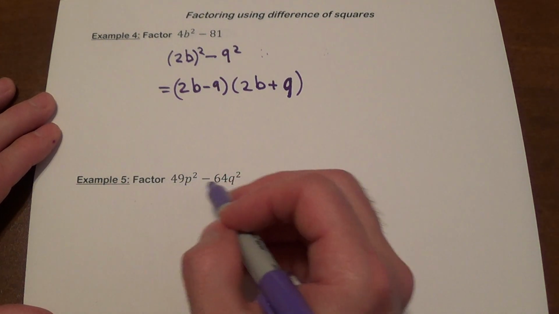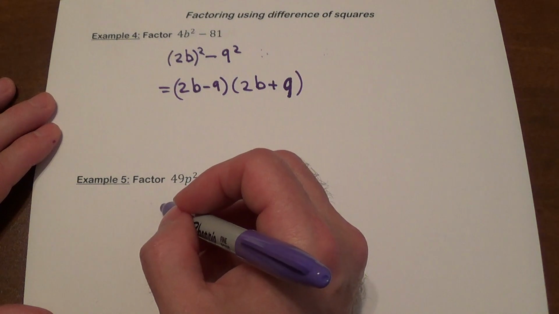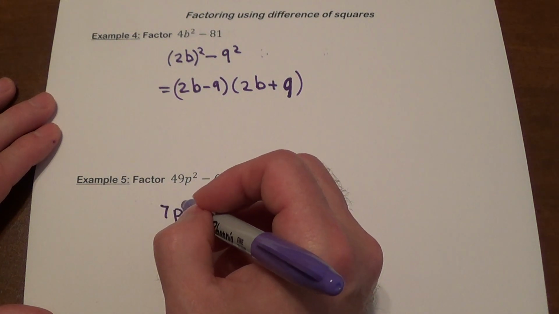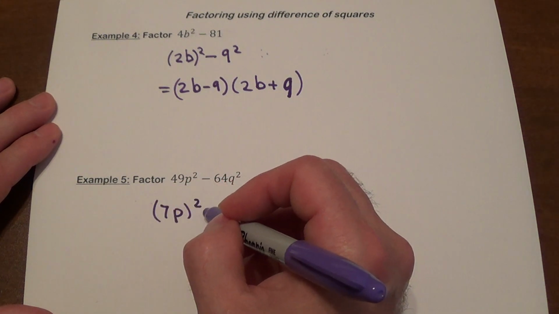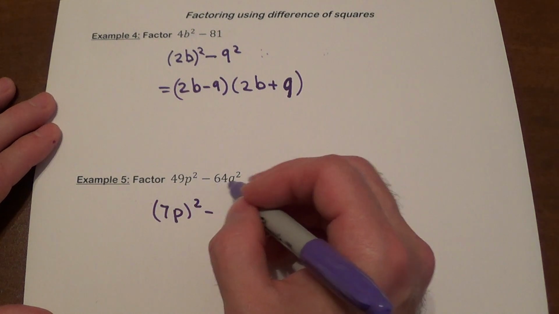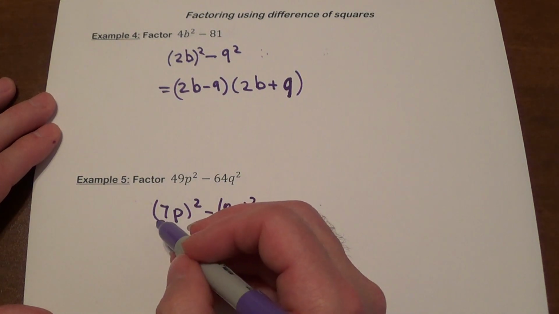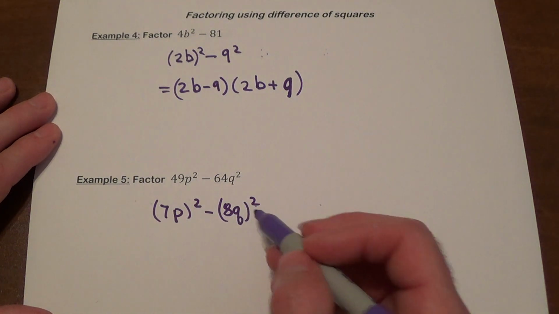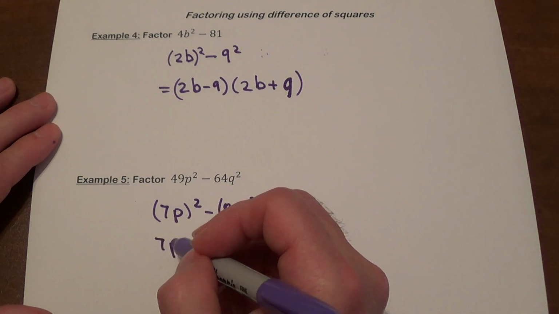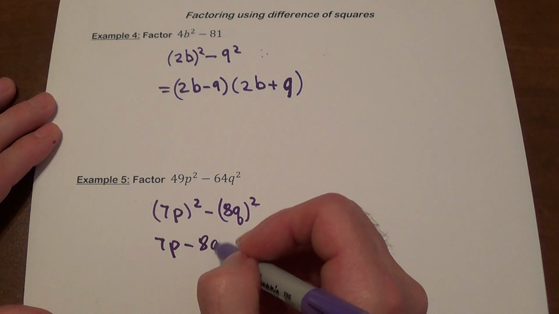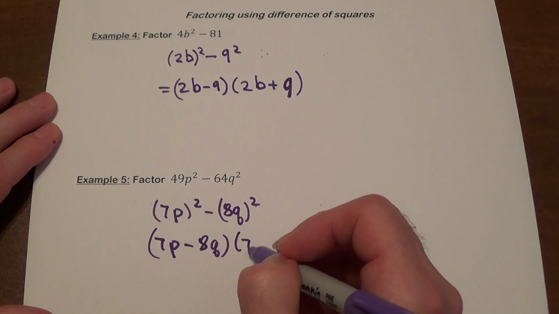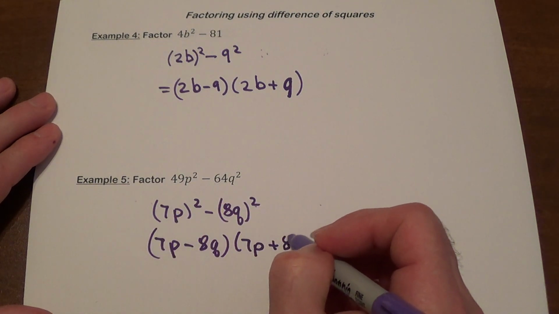49 is a perfect square, so is 64. So you can rewrite that as 7p quantity squared minus, this is 8 squared, so 8q squared. Remember, single quantity squared, single quantity squared. So this is going to be 7p minus 8q times 7p plus 8q.